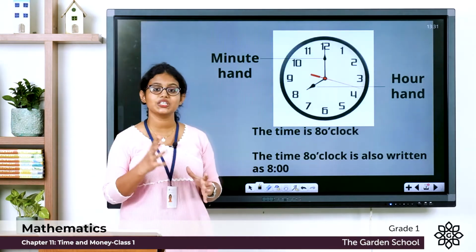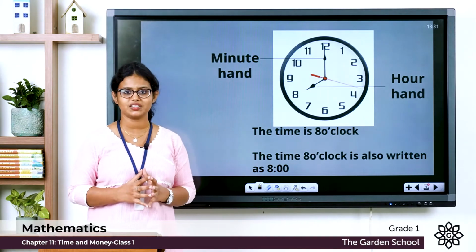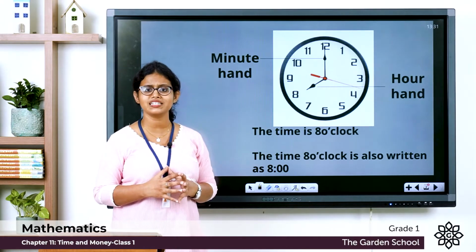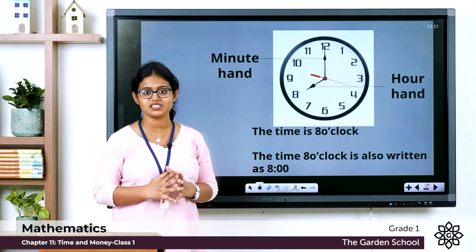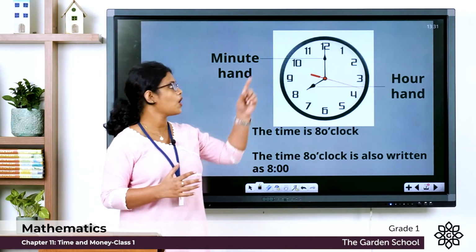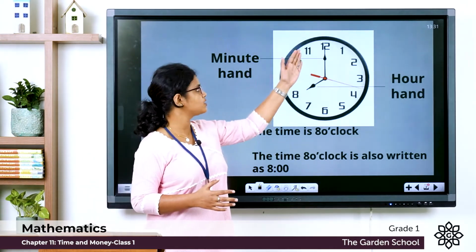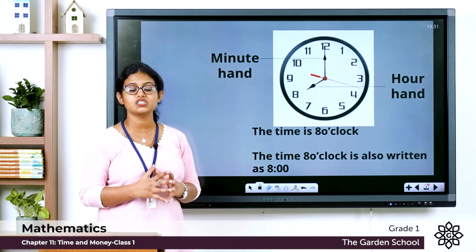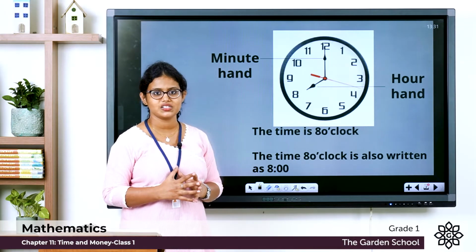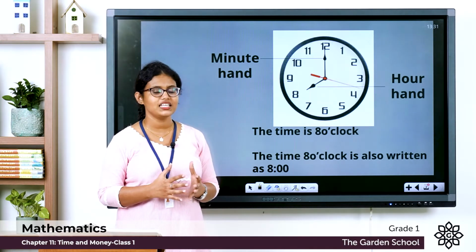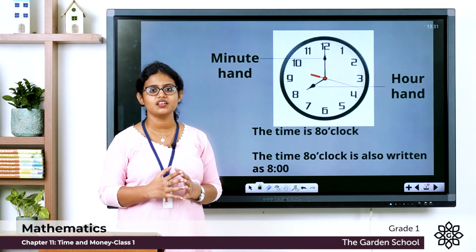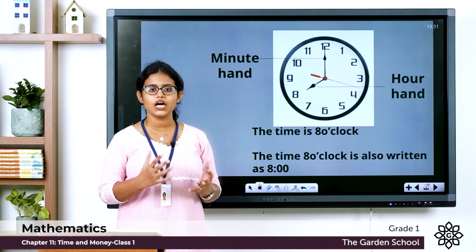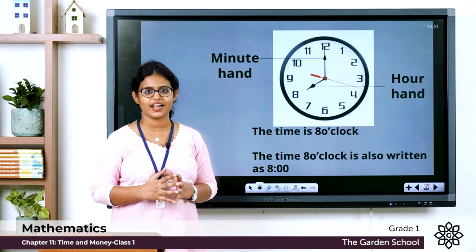Here you can see the picture of a clock. In this clock, there are numbers written. How many numbers are there? There are 12 numbers, arranged from 1 to 12. 1, 2, 3, 4 and it goes till 12. In that you can see 3 hands. One is the minute hand, the other one is the hour hand and the next one is the second hand. We learn about the minute hand and the hour hand.